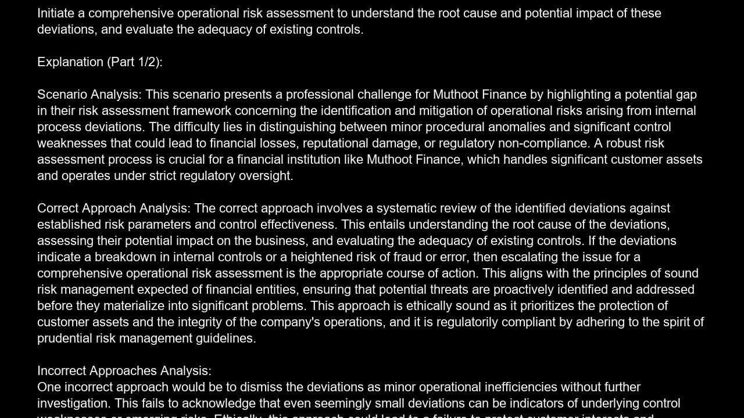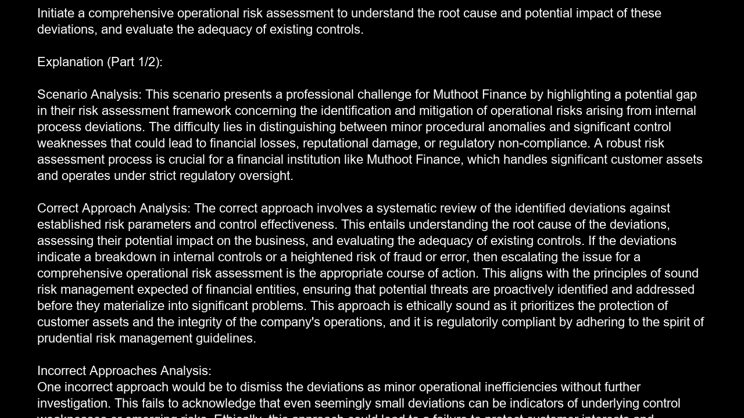Correct approach analysis. The correct approach involves a systematic review of the identified deviations against established risk parameters and control effectiveness. This entails understanding the root cause of the deviations, assessing their potential impact on the business, and evaluating the adequacy of existing controls. If the deviations indicate a breakdown in internal controls or a heightened risk of fraud or error, then escalating the issue for a comprehensive operational risk assessment is the appropriate course of action.